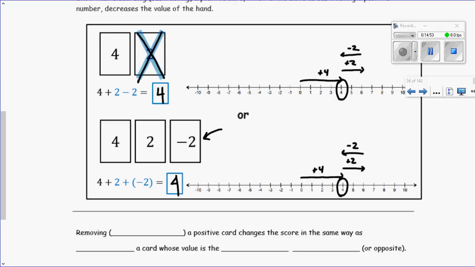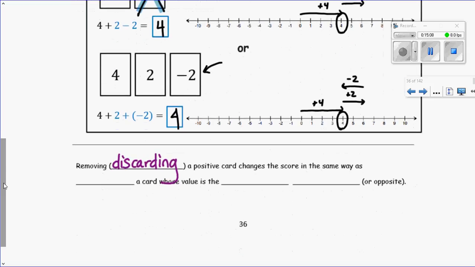Removing, which is the same as discarding. Okay, so think of removing, taking away, discarding. Removing or discarding a positive card changes the score in the same way as selecting, we'll call that picking up when we talk about the integer game, a card whose value is the opposite, the negative of that. Okay, so that's the additive inverse.